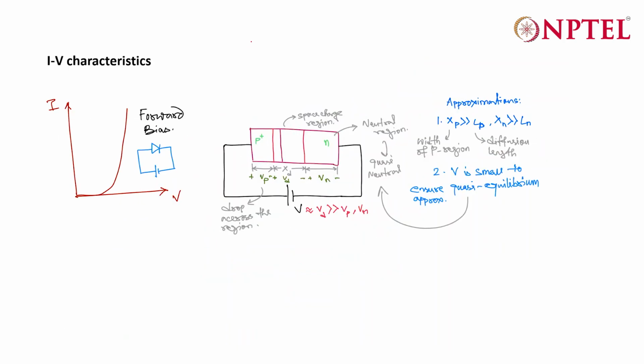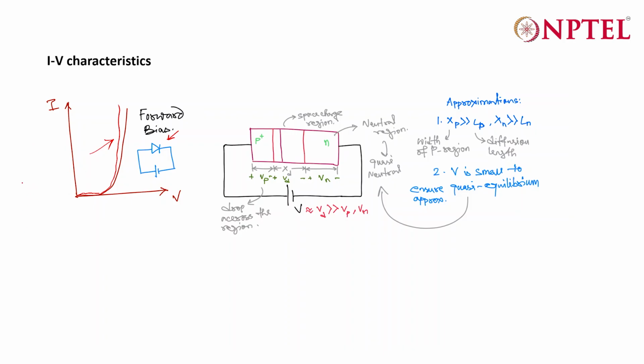Now, let us move forward and see what the IV characteristics of a PN junction are. To begin with, let us first take the example of forward bias. Forward bias means the diode or PN junction is connected in this fashion. That is, the positive terminal of the power source is connected to the P side, and the negative terminal of the power source is connected to the N side. The forward bias characteristics is something like this. Initially it's a very low current and then it will start increasing exponentially as shown in this plot.